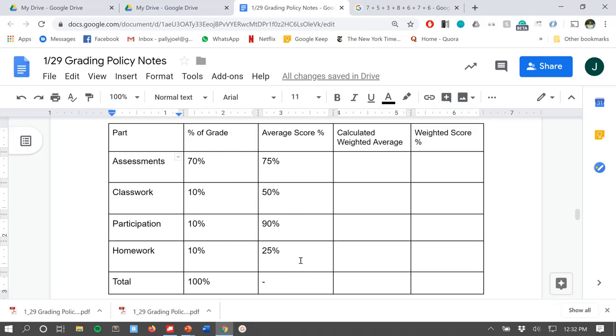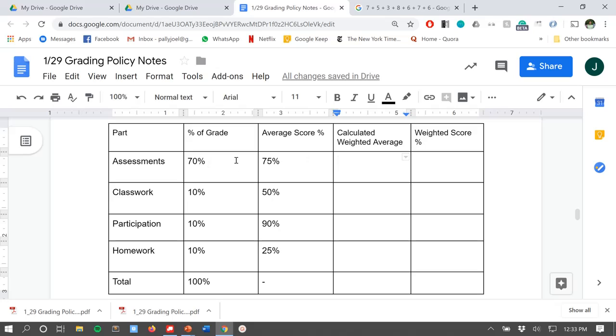We're going to look at this example student right here, who got the following grades in these categories. So for assessments, they got 75%. For classwork, they got 50%. Participation, 90%. Homework, 25%. So what we're going to do is we're going to calculate the weighted average or the total grade in this box here. So to get there, first we got to convert all these numbers from percent to decimal.